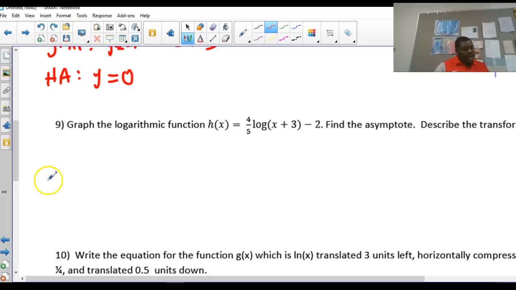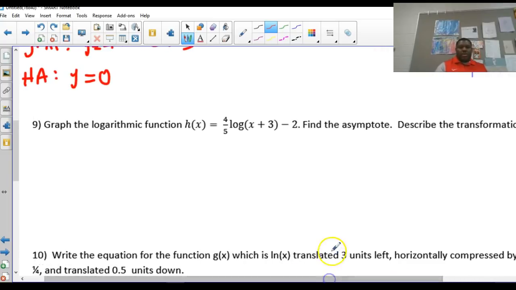Now, right here, number 9, it says graph the logarithmic function. Then it says find the asymptote and describe the transformation. If you guys remember about the asymptote, this is a log. If you remember in my Unit 12.2 video for log, I told you that this value right here tells you what your vertical asymptote is. Let me write that down. I keep saying it wrong. This tells me x plus 3, which means left 3. So my vertical asymptote is going to be x equals -3.